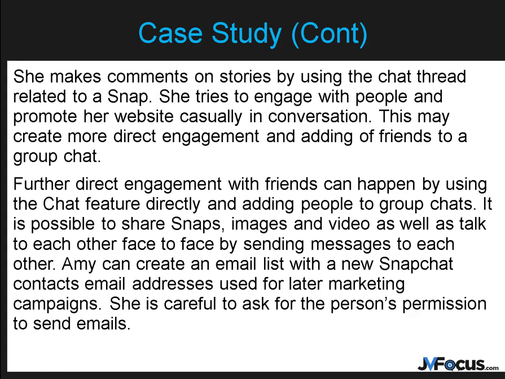Further direct engagement with friends can happen by using the chat feature directly and adding people to group chats. It is possible to share snaps, images, and video, as well as talk to each other face-to-face by sending messages to each other. Amy can create an email list with a new Snapchat contacts' email addresses used for later marketing campaigns. She is careful to ask for the person's permission to send emails.